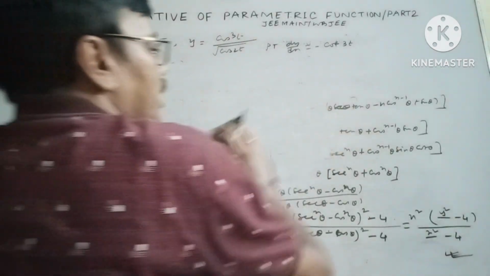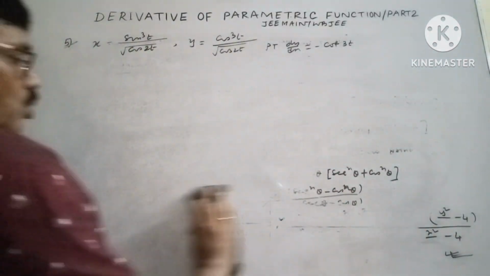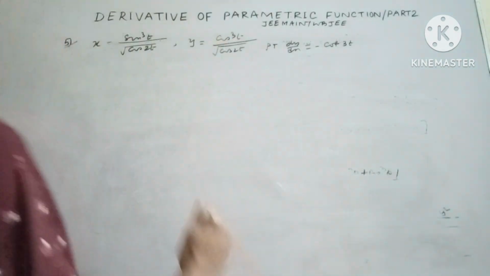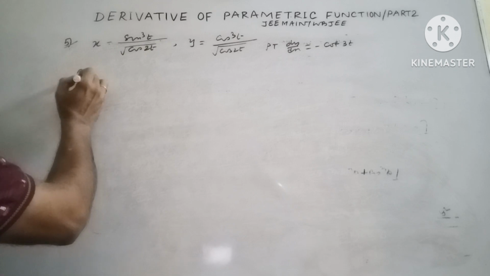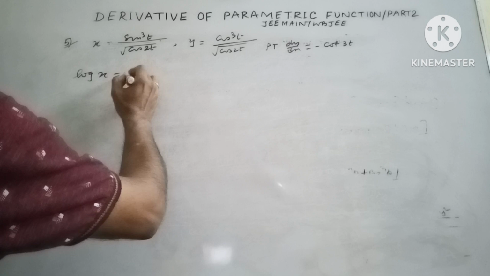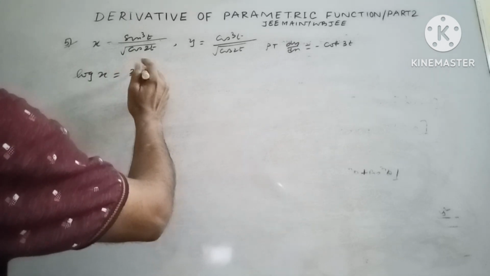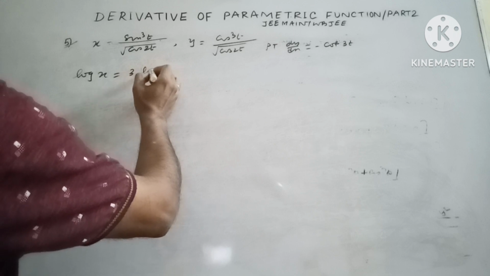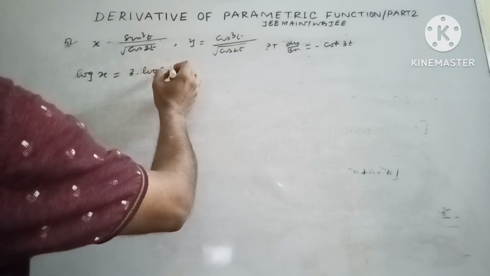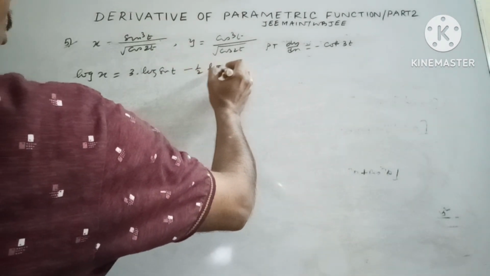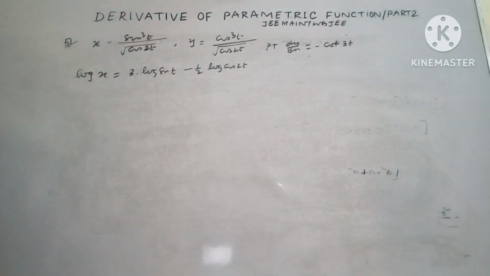So x equals sine cube t by root over cos 2t. You have to take log because it is in terms of a ratio. So log x equals, omitting one step, log sine cube t, so 3 comes forward, 3 log sine t, minus half log cos 2t. This is in the denominator, so half comes forward.